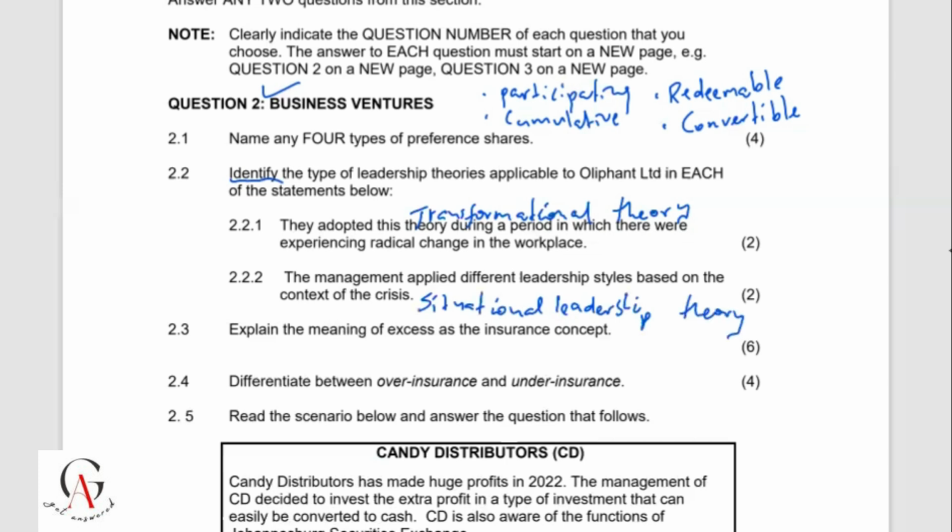Okay, right. So now grade 12, let's check 2.3. So now 2.3 reads as follows. Explain the meaning of excess as an insurance concept. So now it means that if you are supposed to explain the meaning of excess as an insurance concept, then you should also check the allocation of marks. And when you check the allocation of marks, we have 6 marks. So now the expectation is that we come up with 3 points, meaning 1 point carries 2 marks.